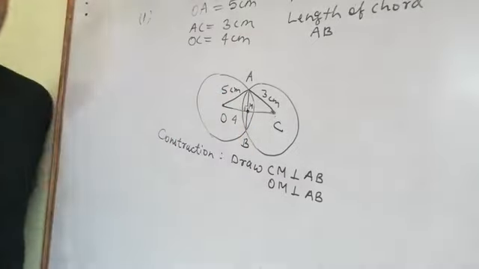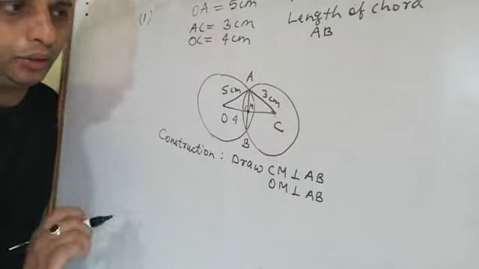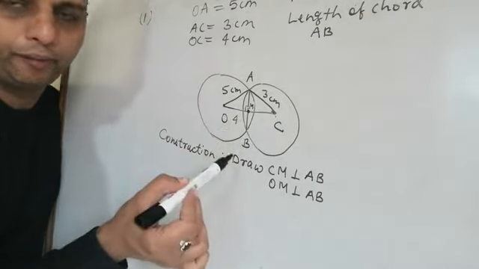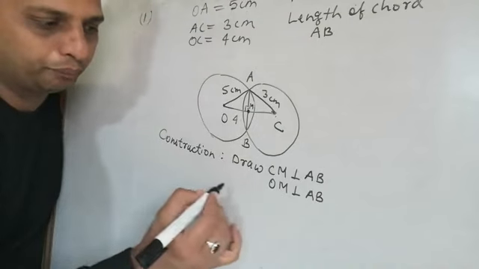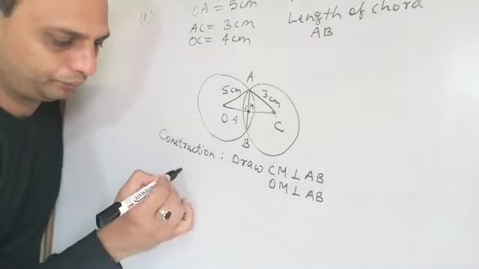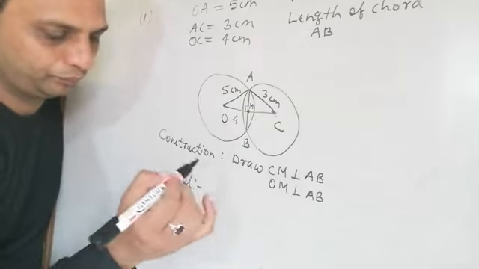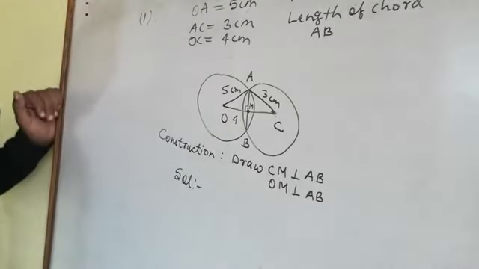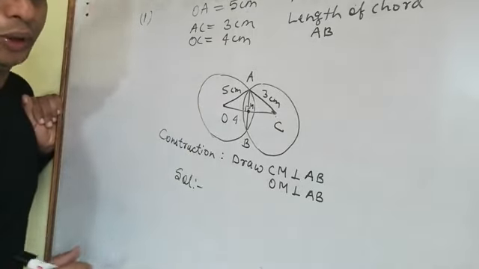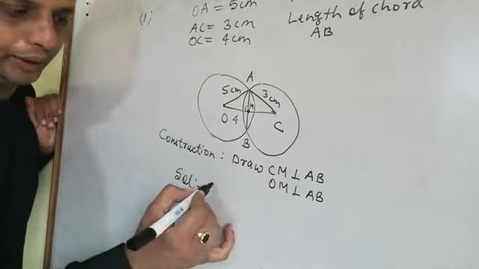So it will make 90 degrees on both sides, because both sides are perpendicular. Now if it is a perpendicular line, then it will bisect the chord, so AM will be equal to MB. We will use this afterwards. First we'll find the value of the triangle AOC.